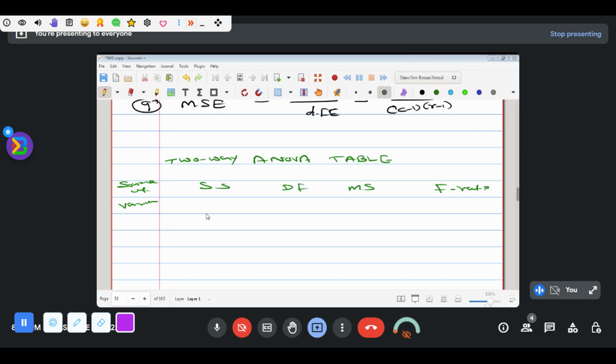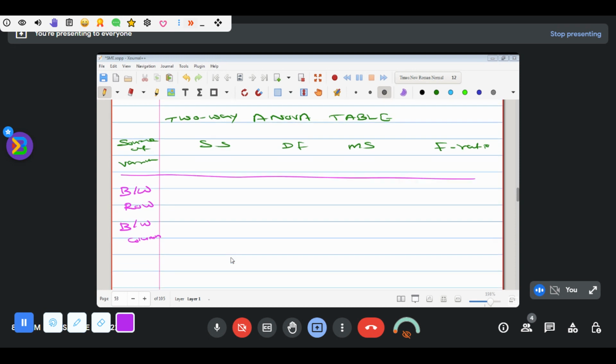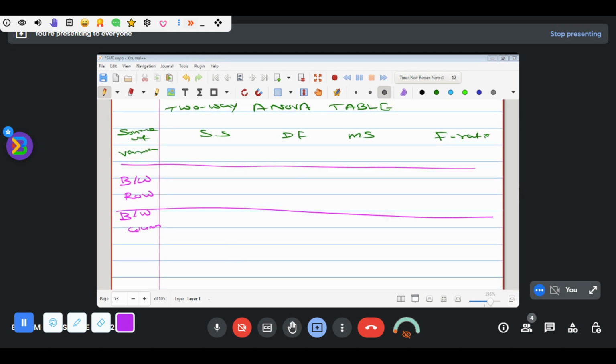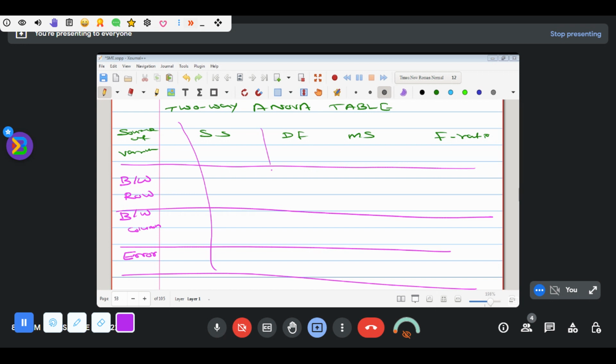Then what is the first calculation? The first calculation is row-wise, that is, between rows. The second calculation is for columns, therefore between columns. And the last calculation is called error or residual. This is the last calculation. They have already done all the calculation part. Only the F ratio remains to be studied in the new table.